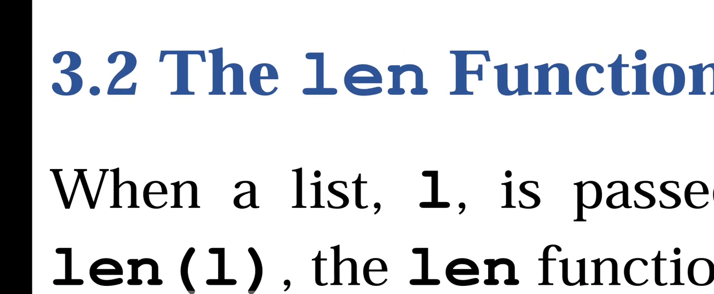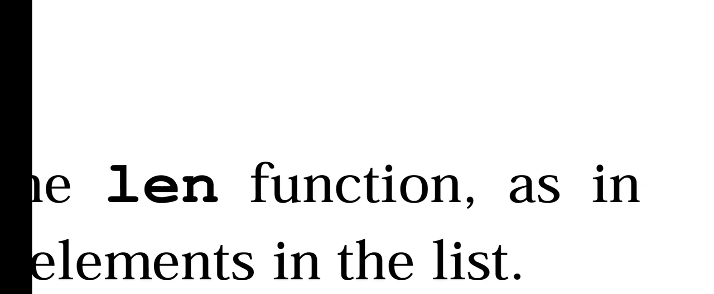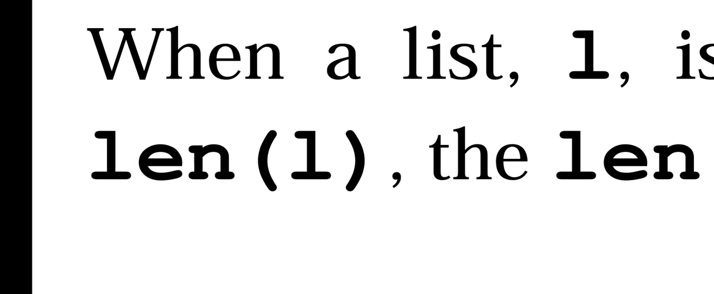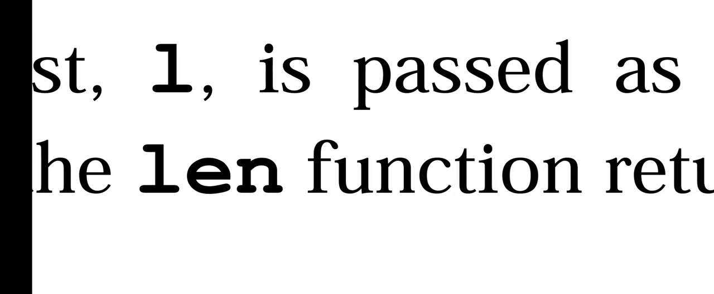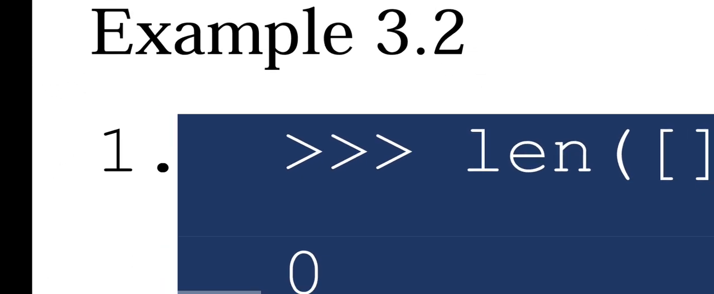So when a list L is passed as an argument to the len function, as in len, a pair of parentheses enclosing L, where L is any list, the len function returns the number of elements in the list. The len function tells us how many elements are in a list, or in any sequential data type. So let's look at the examples.